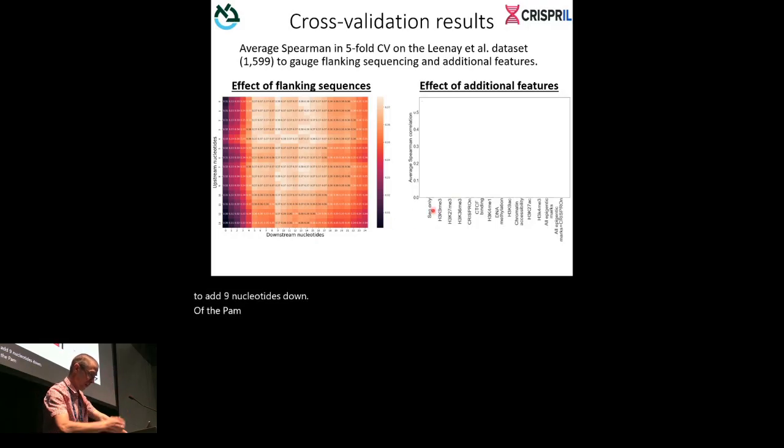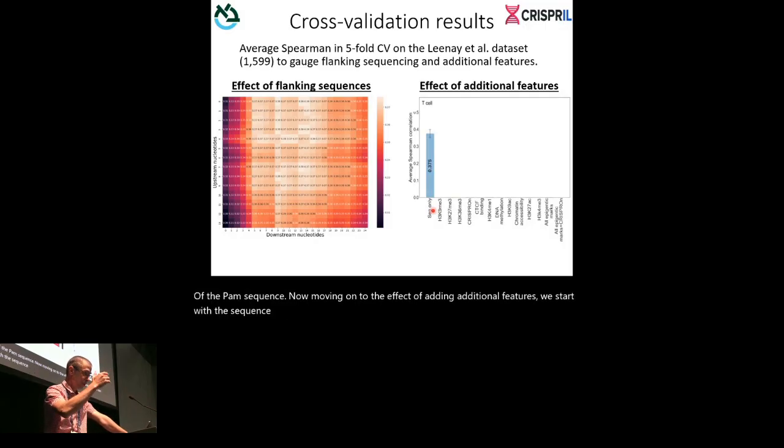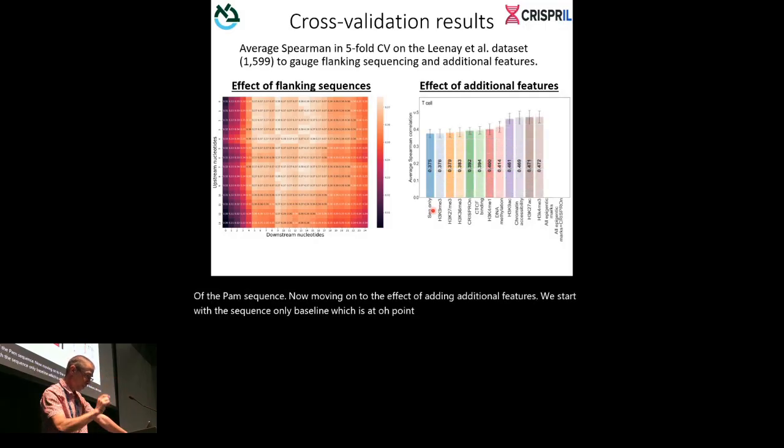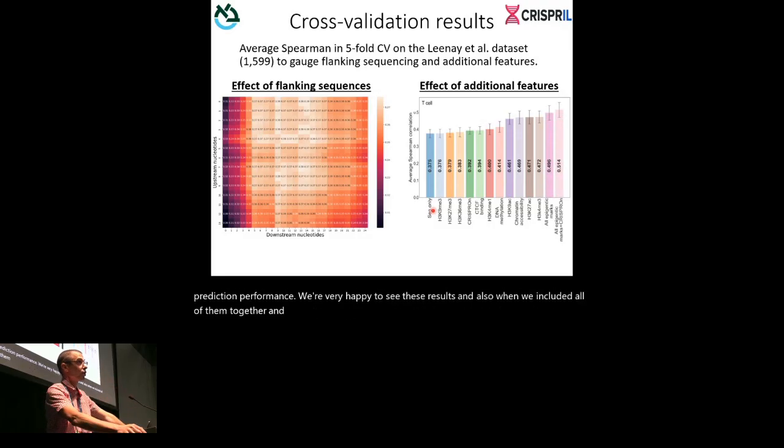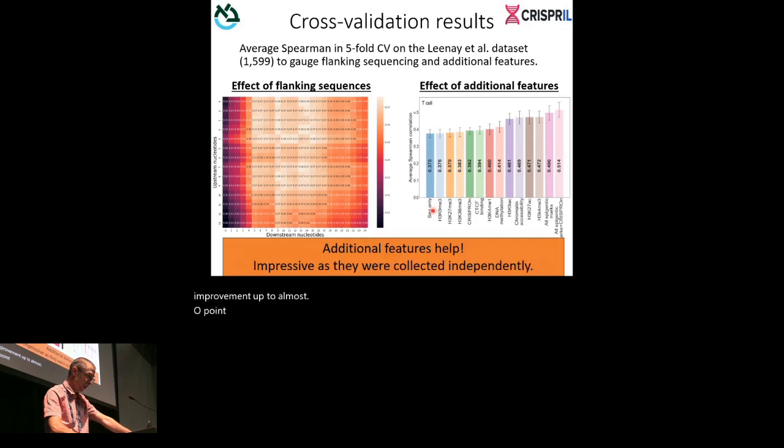Now moving on to the effect of adding additional features, we start with the sequence-only baseline, which is at 0.375. And here I'm showing you the addition of each of the epigenetic features, and each addition of each feature independently improved prediction performance. So we're very happy to see these results. And also when we included all of them together and also with the prediction by CRISPRon method, we saw further improvement up to almost 0.52 in Spearman correlation. So we were happy to see that additional features help.